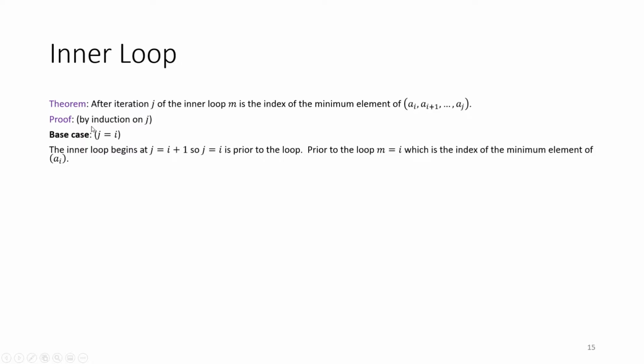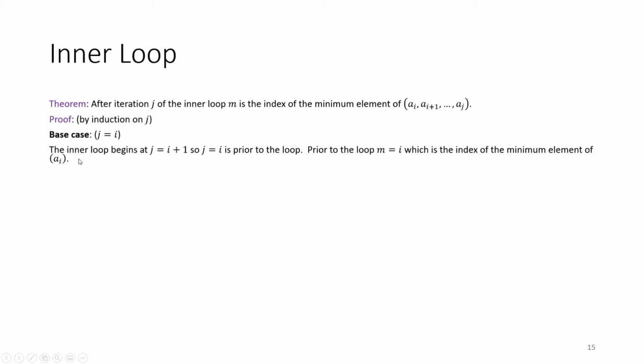Now let's plug in here. If j is i, then this is just ai to ai. That's just ai. Well, if m is equal to i, is that the minimum element of this sequence? For sure it is. Okay, there's only one element in that sequence, so as long as we've selected that index, which we did, it must be the minimum.